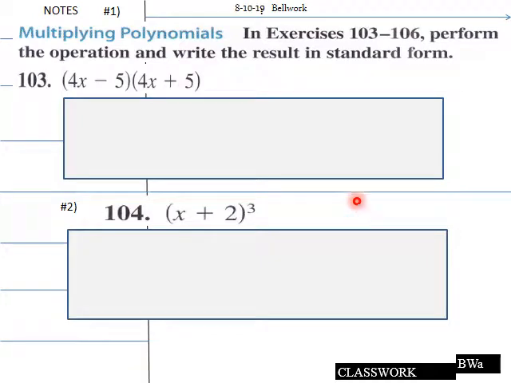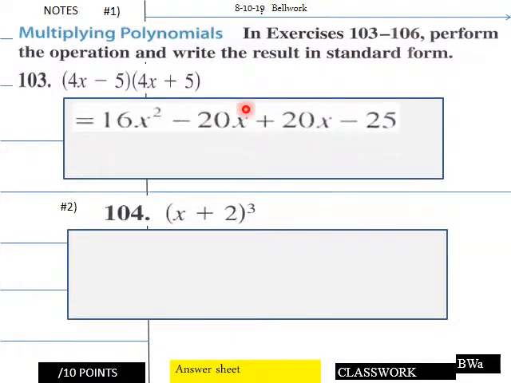Okay, welcome back for solutions of today's bell work. Up here, when you multiply these two binomials together, you get a difference of squares, so your middle term goes away. So it's 16x squared minus 25 when you multiply these two together.